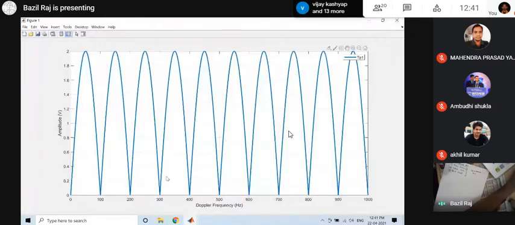Now you are able to see my screen? All of you? So look there. Now FP is taken as 100 hertz. So what happened? There is the first blind speed at 100 hertz, then 200 hertz, 300 hertz. That means at the integer multiples of FP, there is a blind speed.